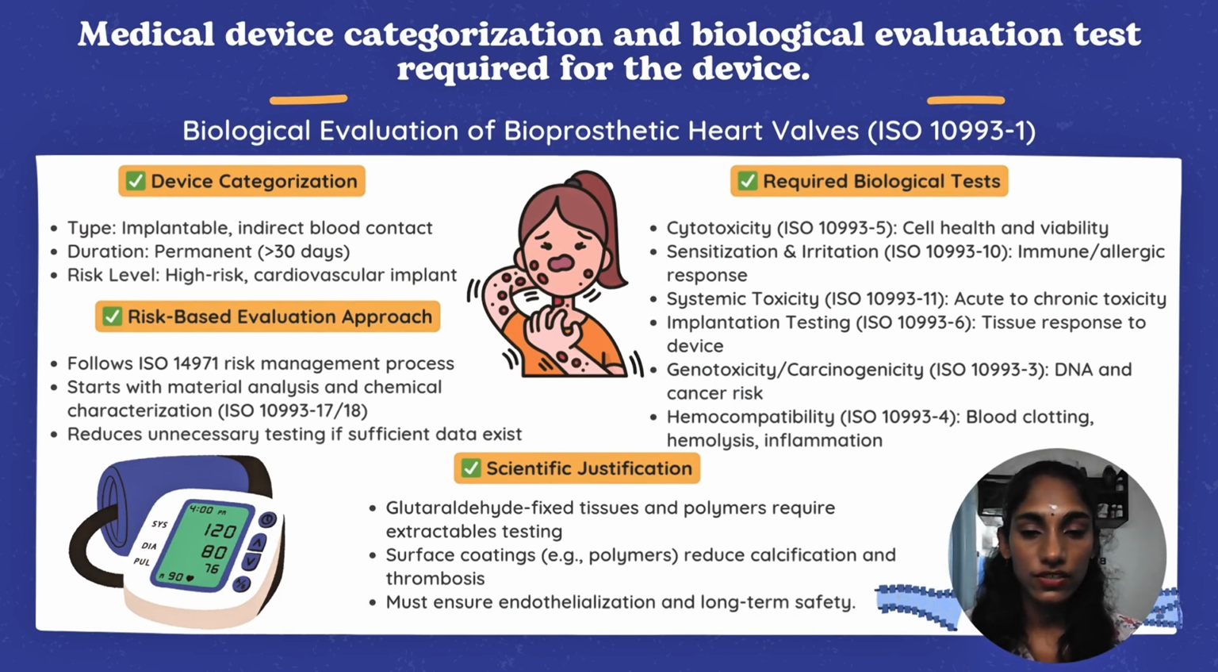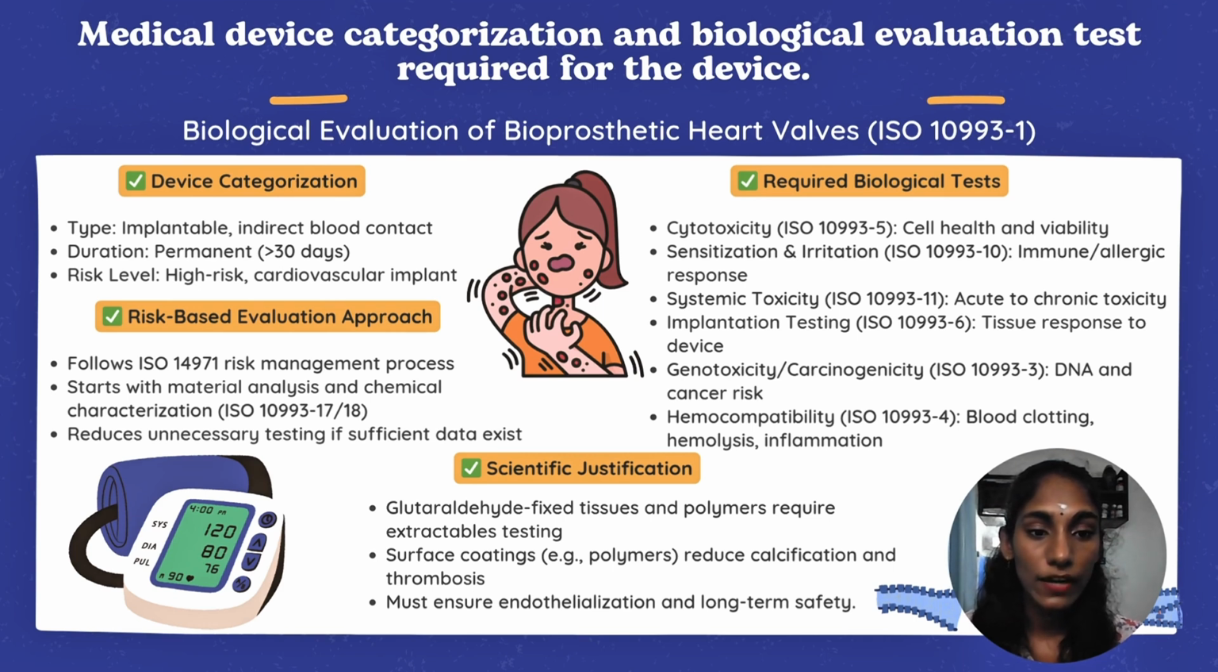Device categorization. Type: implantable, indirect blood contact. Duration: permanent, more than 30 days. Risk level: high risk cardiovascular implant. Risk-based approach: follow the ISO 14971 risk management process. Start with material analysis and chemical characterization, ISO 10993-17 and 18. Reduce unnecessary testing if sufficient data exists.